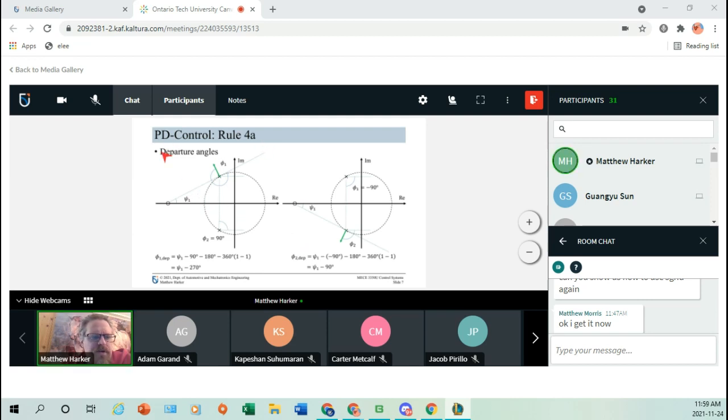So the next one is our departure angles. So this was our 0 here. Basically, if we take the angle here, that one's always going to be 90, right? Because they're complex conjugate pairs. So the departure angle is then going to depend on this 0 angle, the psi 1.